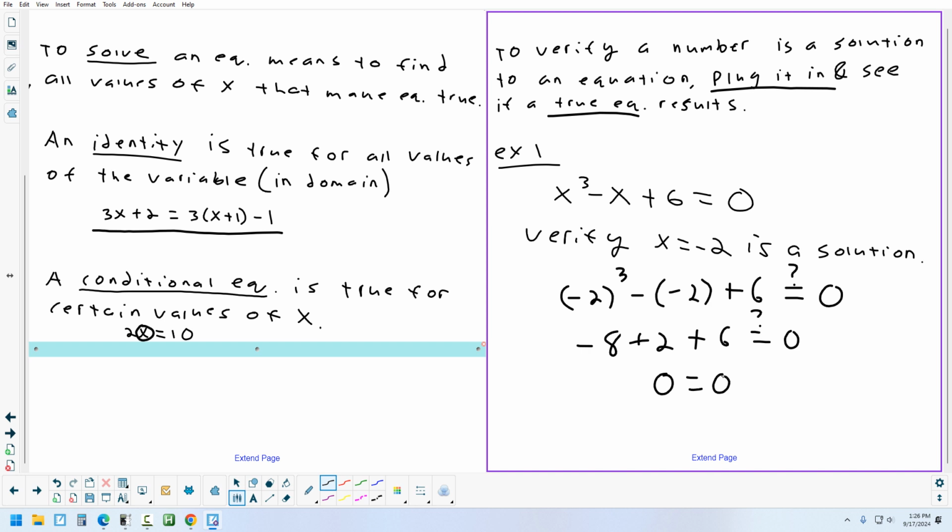Yes. Because it's a true statement, that means negative 2 is a solution, and we verified it through those steps. If you ended up with something like 0 equals 3, then you either messed up your arithmetic or the number they gave you to check was not a solution. Any question on how to verify if a number is a solution?